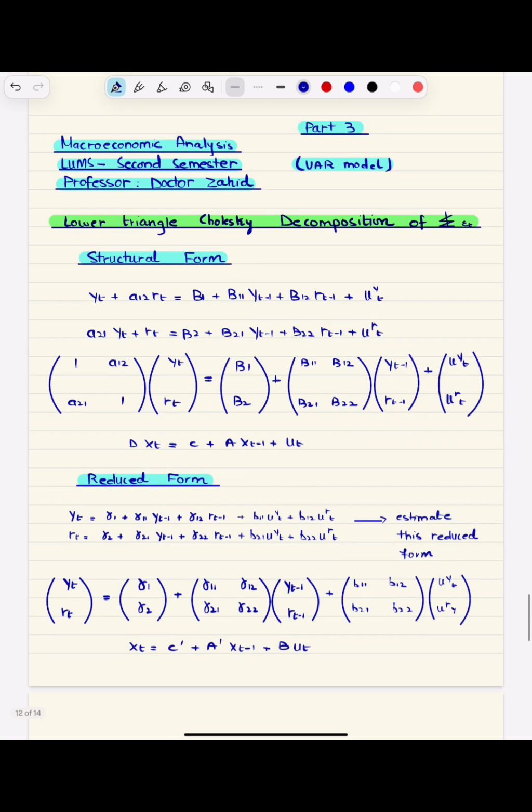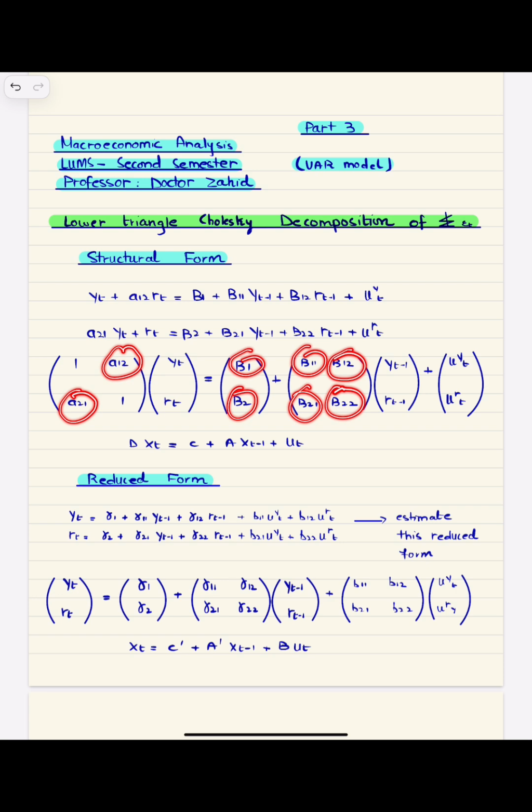This is part 3 of my series on the VAR model. And in this lecture, I'm going to talk about the lower triangular Cholesky decomposition of the covariance matrix of the error term. Okay, we started off, remember, with the structural form, and we had 10 parameters to estimate: A12, A21, B1, B2, B11, B12, B21, B22, and the variance of UY and the variance of UR. So it made a total of 10 unknown parameters that we wanted to estimate.